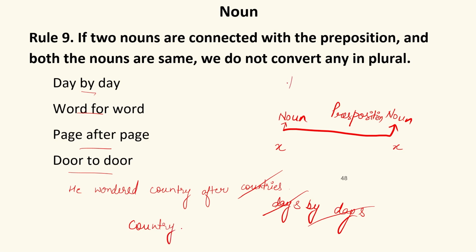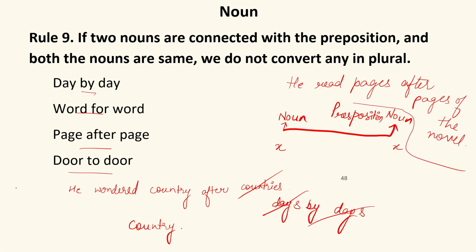If I say he read pages after pages of the novel, is this correct? No, it is not correct. It is incorrect. To rectify it, we should write page after page. So the correct sentence will be, he read page after page of the novel, not pages after pages.